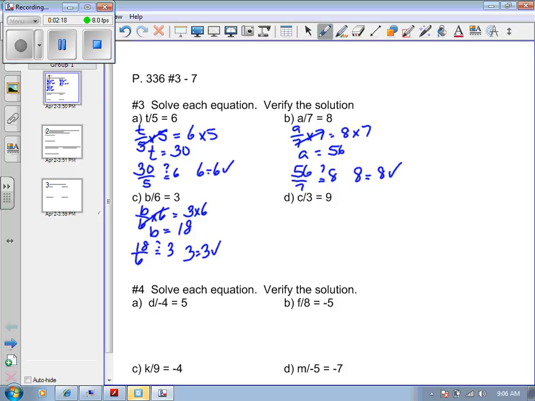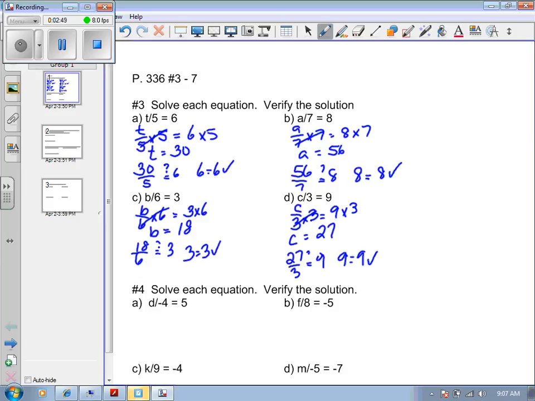Okay. C divided by 3, the opposite of division is times. Whatever we do to one side, we must do to the other side. These 3's cancel out. C is equal to 27. Go back to our original. 27 divided by 3. Once we've gone back to our verification, 27 divided by 3, is that equal to 9? 27 divided by 3 is 9, so that works out as well.